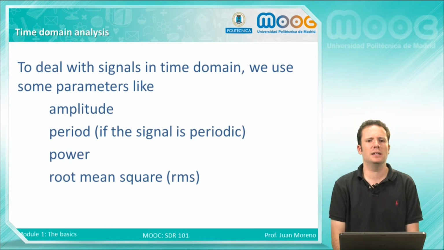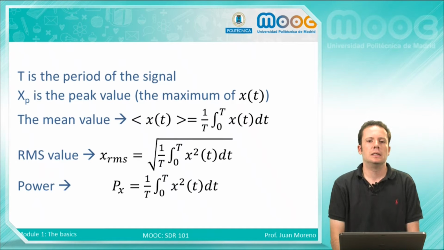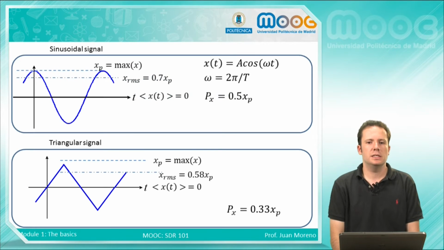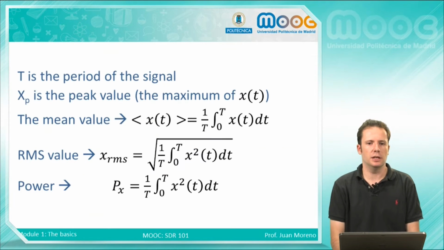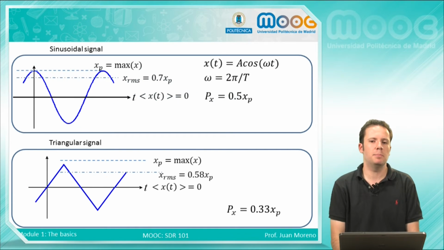In the time domain analysis, we will use some parameters to characterize the signals like amplitude, the period, if the signal is periodic, power, root mean square, and some more. Here we can see two examples of signals. T is the period of the signal. XP is the peak of the signal, the maximum value of the signal.